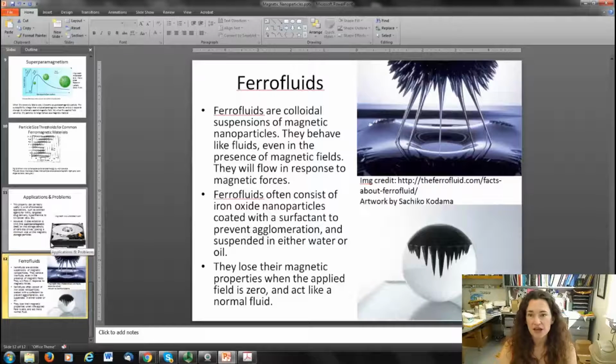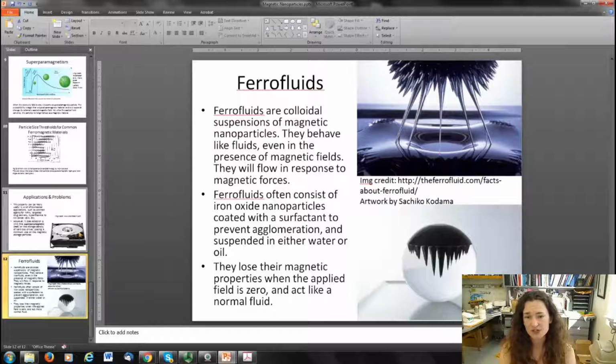Now, another fun application of superparamagnetic nanoparticles is ferrofluids. So ferrofluids are colloidal suspensions of magnetic nanoparticles. They behave like fluids. Even in the presence of magnetic fields, they're going to flow. And I've posted a really awesome external video that you can see. It's very Zen-like. It's got music, and it sort of shows the art of ferrofluids, if you will. And they're going to flow in response to these magnetic forces in preferred directions.